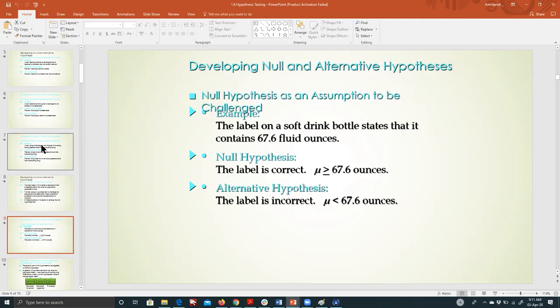So the null hypothesis is, the mean is more than, if you do not understand fluid ounces, you can imagine the question in 750 ml. Mu is greater than or equal to 750 ml, right? That would be a null hypothesis. What is the alternative hypothesis here? If you get the less one.